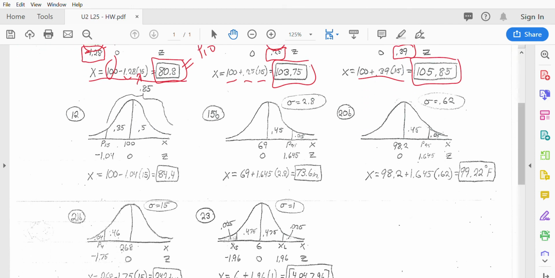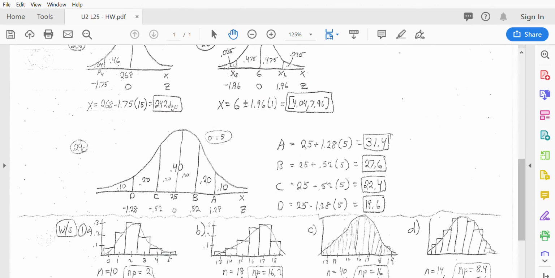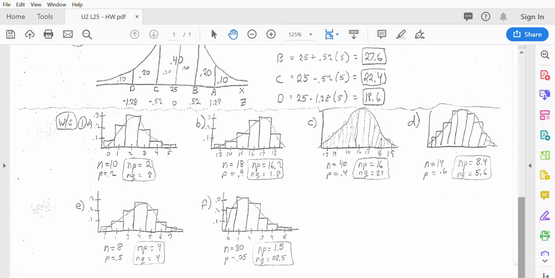All right, 12, the same thing right there. Let's get down to some of these word problems. 15B, 20B, 21B. We'll go over the homework with those because you might have some questions. As far as the bottom part of this homework, this was the worksheet right here.